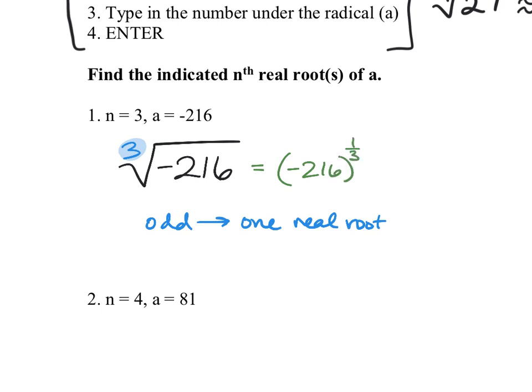I do not care which way you use, whichever way you see fit for you. But when you do that, what does your calculator tell you? -6. And we know we should only get one answer because it's an odd index. So boom, we're done.